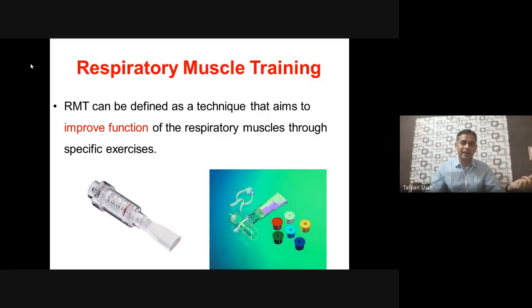On this side, we have a device which has a spring and resistance inside. So you can adjust the resistance in this particular respiratory muscle trainer device. Initially we keep less resistance so that the patient can perform. As the capacity of the patient improves, we can increase the resistance.